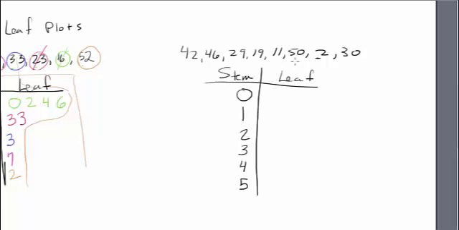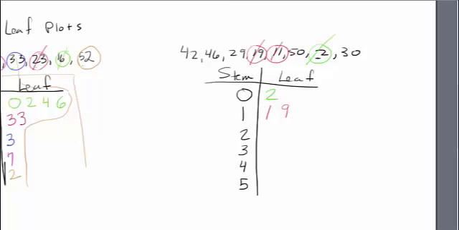Now we have to go through and give our leaves. So how many numbers do we have with a stem of 0? That one's pretty easy. That's going to be just this 2 right here. So we'll circle that, put that in there. So that tells you you've got 0, 2, so you have one number in your data set, that is 2. Going through to find all of the 1s, we've got a 19, an 11, and that's it. Again, organizing them from lowest to highest, we'll have 1 and 9 representing 11 and 19.